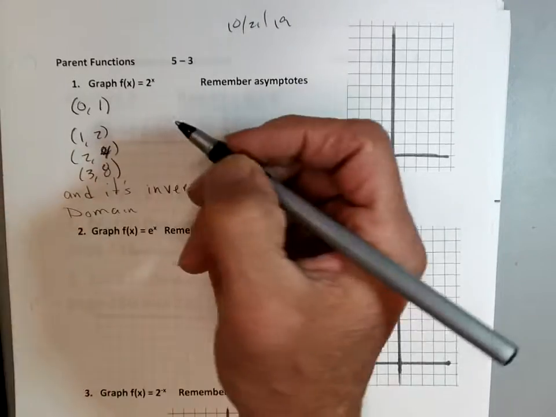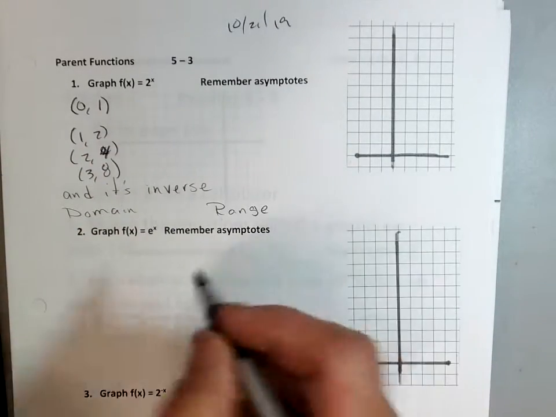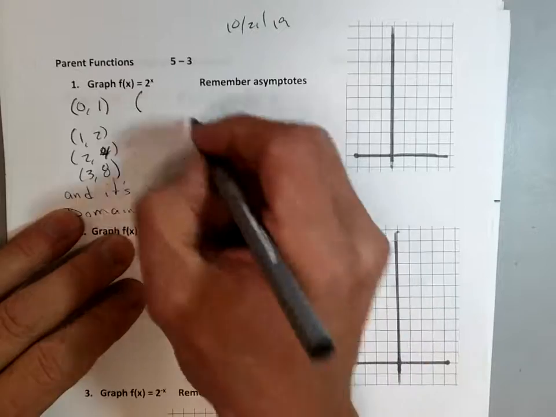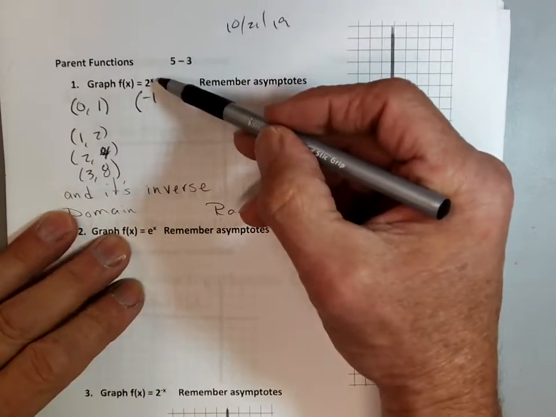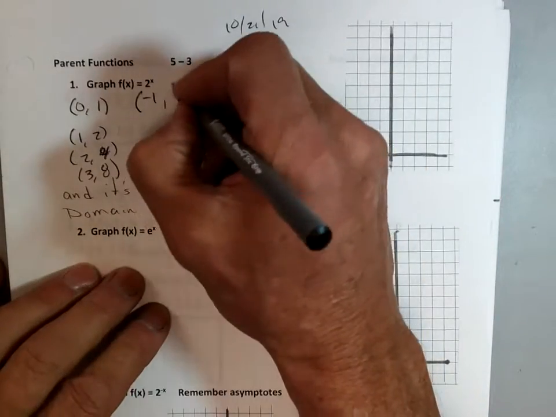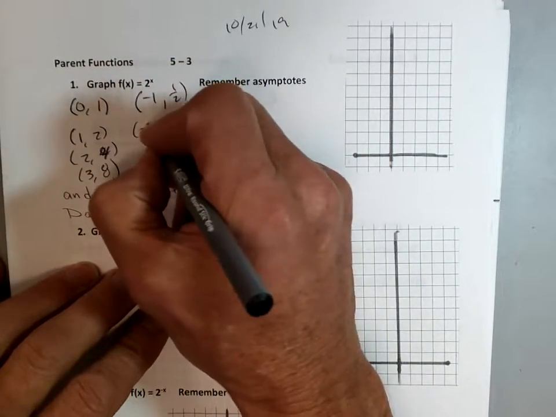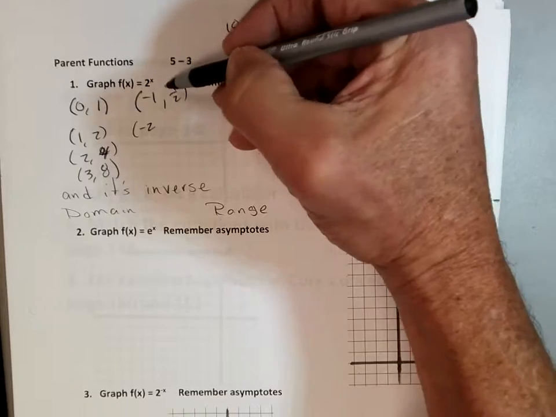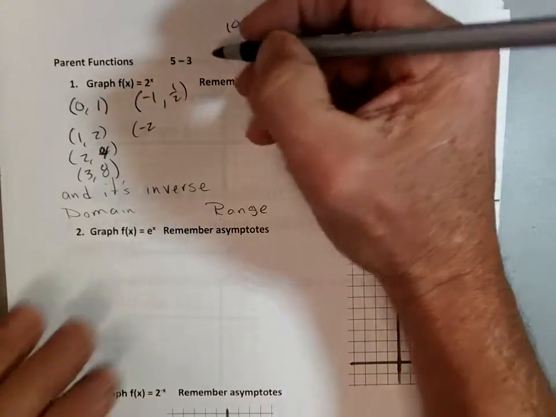Now I'm going to plug in a couple of negatives because I'm going to at least need a couple of negatives. So if x is negative 1, I get 2 to the negative 1, which is 1/2. And if I plug in negative 2, I've got 2 to the negative 2 power, which is 1/4. It becomes a fraction, okay?